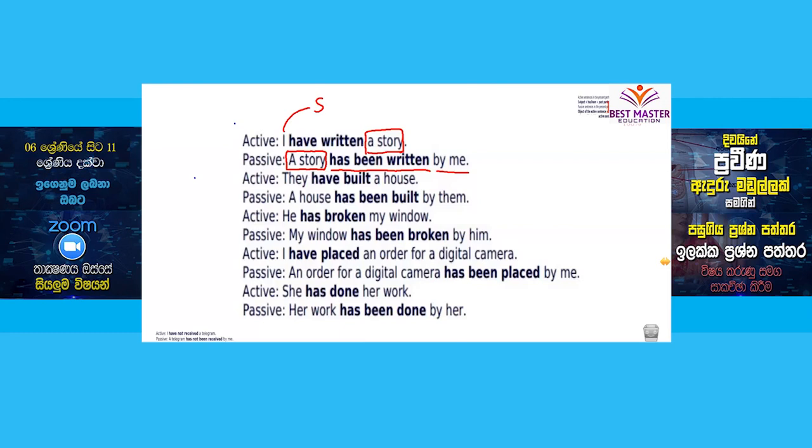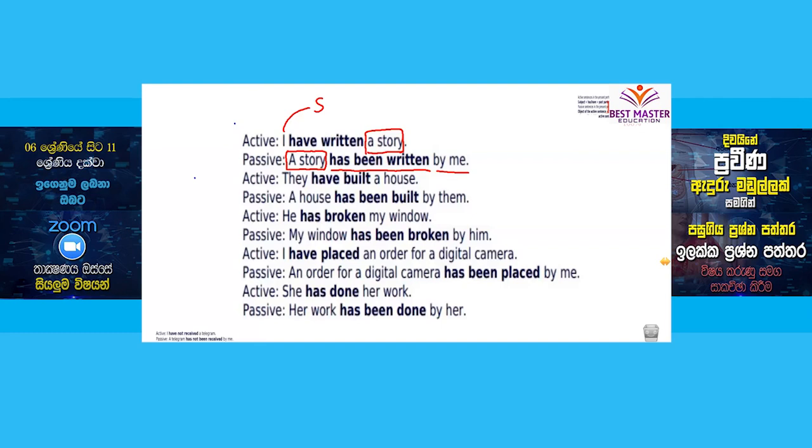Now look. The active voice sentence: They have built a house. Use your writing books, your pencil or pen. Try to turn the sentence into passive, because this is very important for your O-level exam. They have built a house.